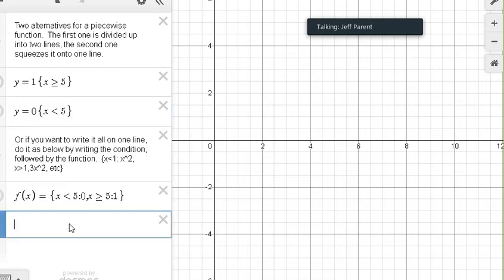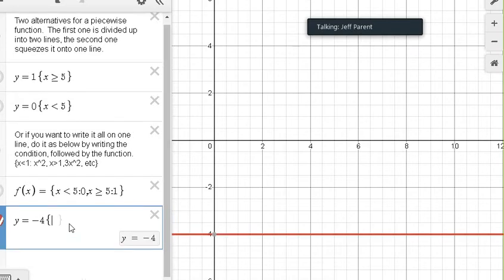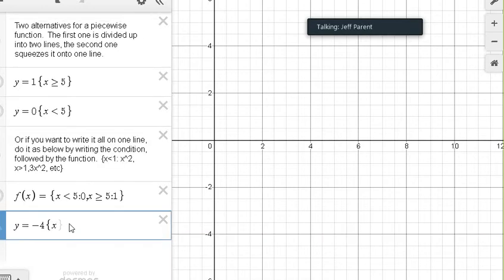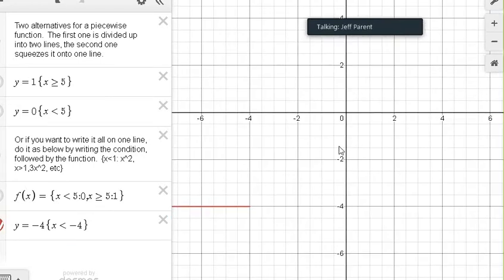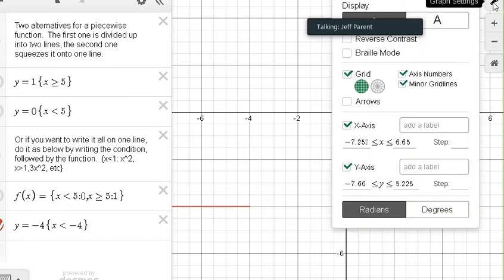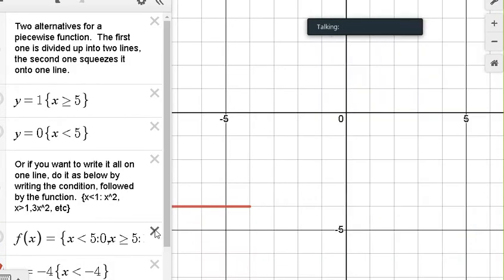Well, I'll start with typing in y equals negative 4, and then a curly brace, because that curly brace is where I'm going to put the conditions for this function, so I can graph a piecewise function. And it's going to be x is less than negative 4. And close the brace. So let me move this graph a little bit so I can actually see that. So there's the first part.